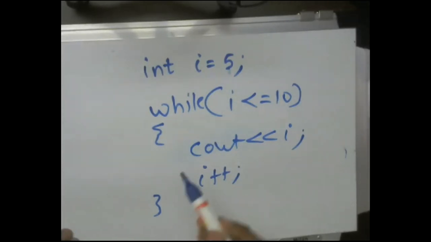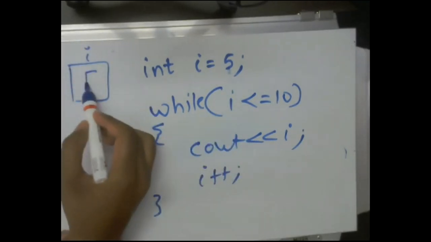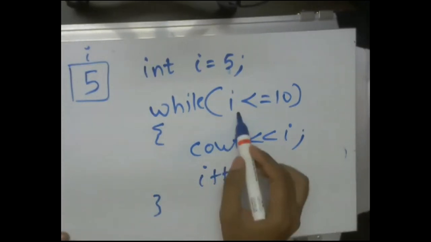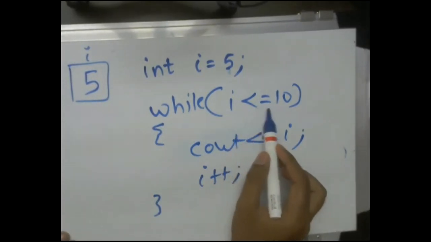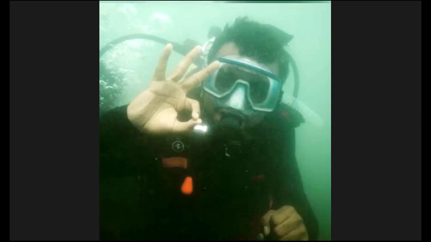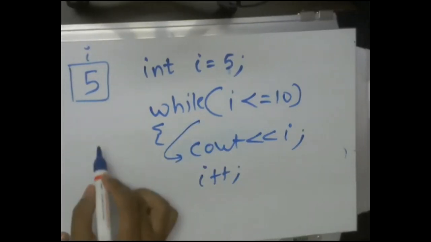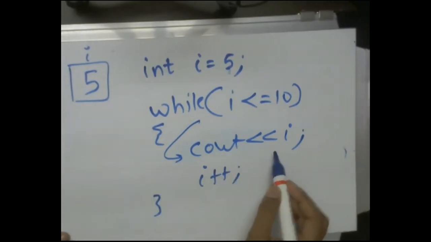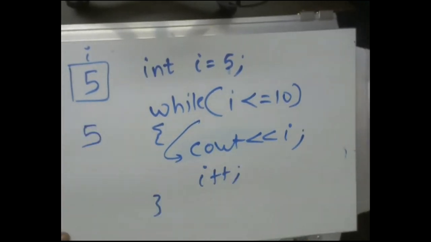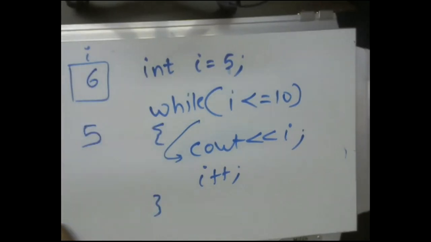So we'll try to execute this program. This is my I value. The current value of I is 5. Now what is my condition? 5 less than or equal to 10. The condition is true, so it will go inside. What are you printing? The value of I, so 5 gets printed. Now what does the value of I become? I plus plus, I becomes 6.